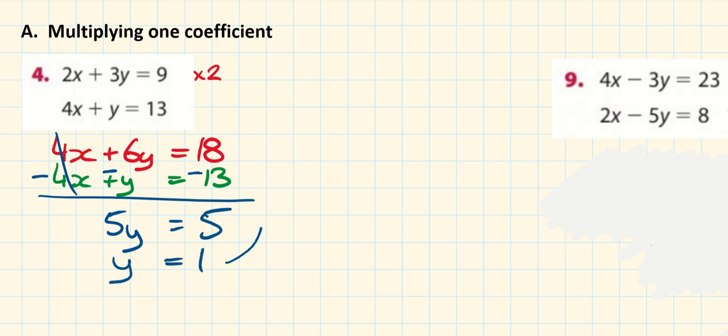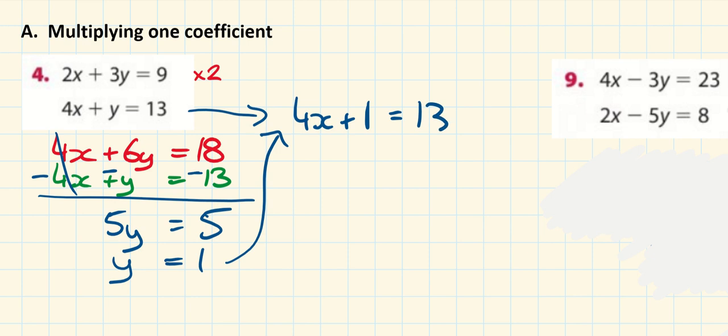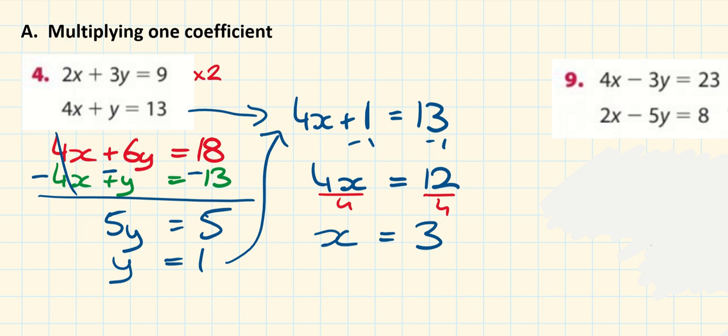Now, that's grand. We can just go back and sub it back in here. We'll sub it into the bottom one actually, because that'll be easier. So 4x plus 1 equals 13, minus 1 from each side, we get 4x equals 12. Final step then, divide by 4, and we finish up with x equals 3. So our final answer there is 3, 1 as our simultaneous equation solution.